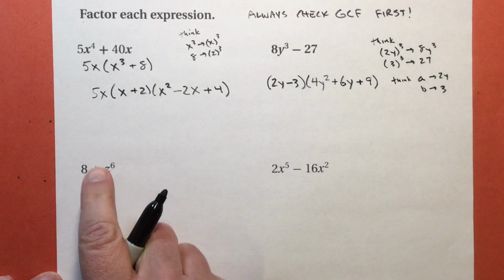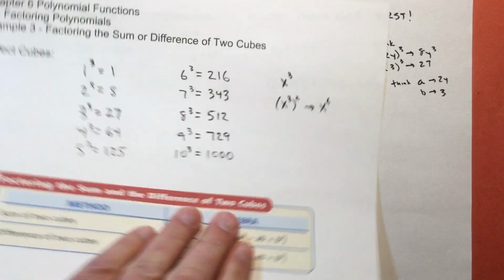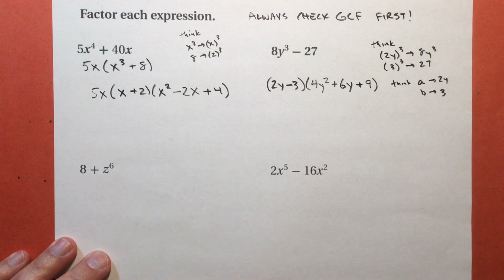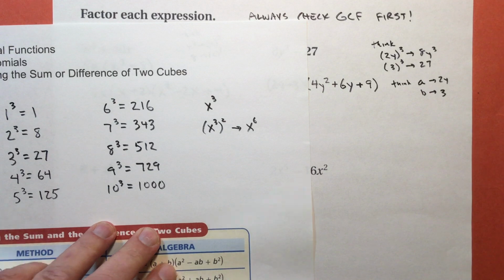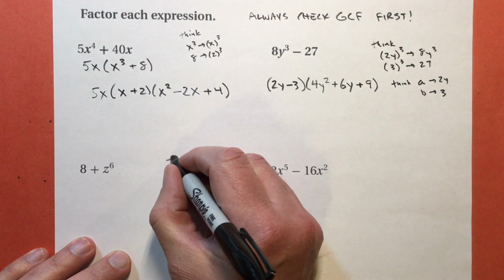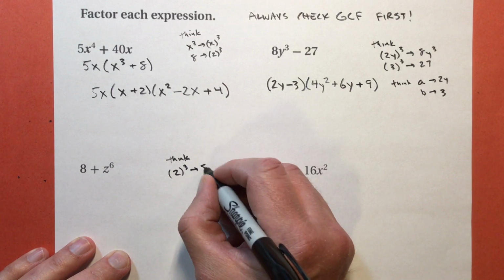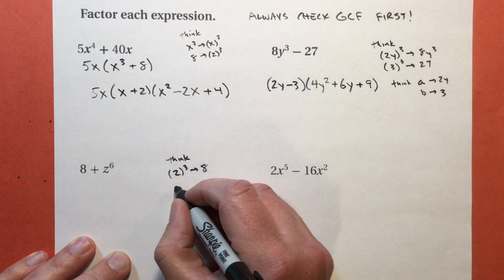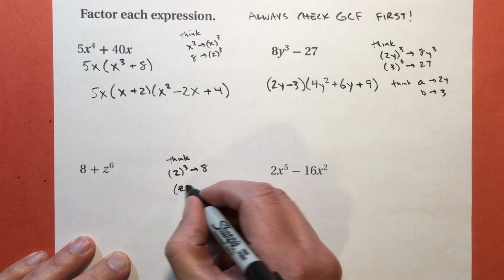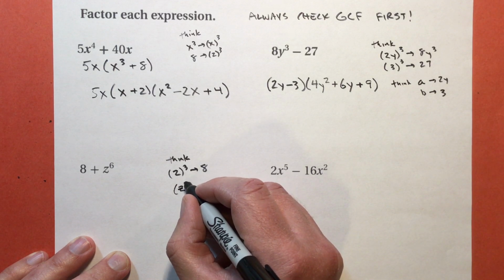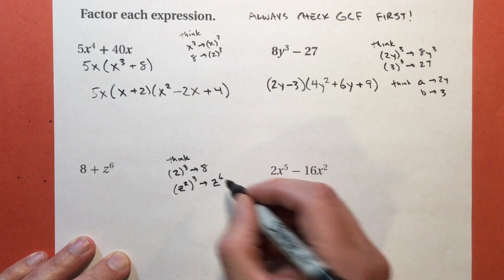All right, looks like I have the sum. Eight is on my list. That's a perfect cube. However, what about this z to the 6th power? Oh, remember when I did this? So again, this is what I'm thinking. 2 to the third power gives me the 8 that I have right there. But z, and look, those look the same when I write them, don't they? So I put a line through it to look like a z. Z to the second power, then to the third power, gives me my z to the 6th power.